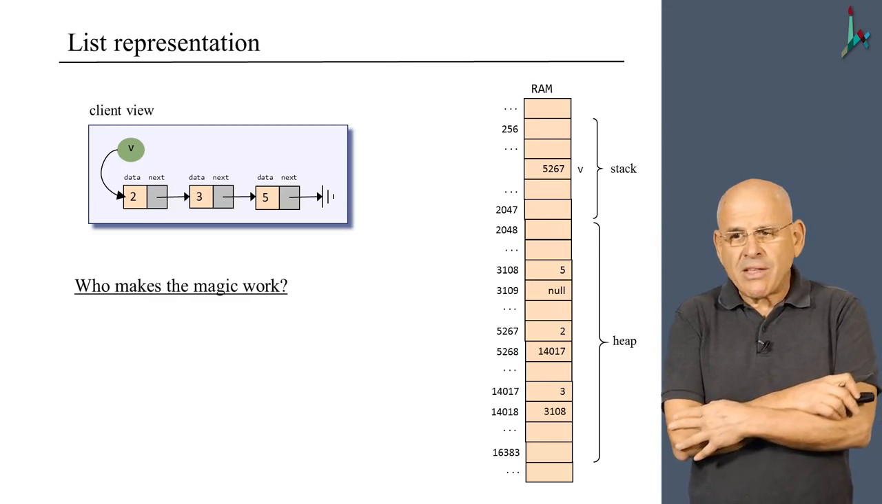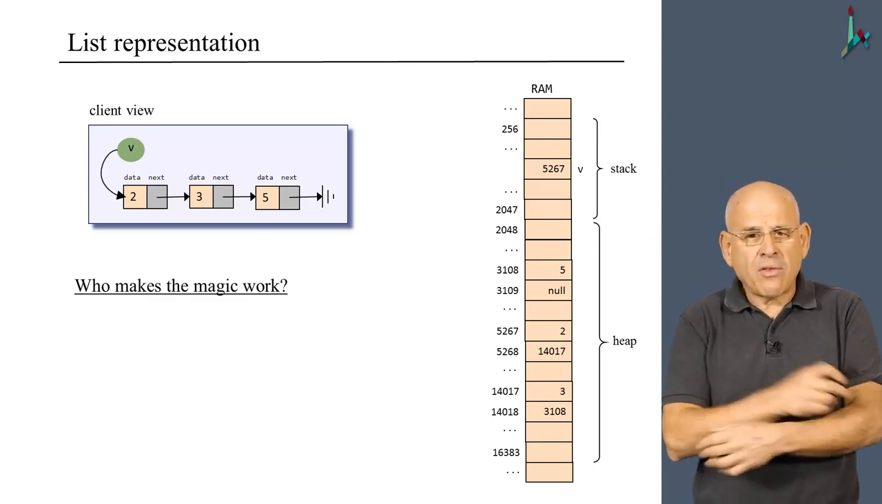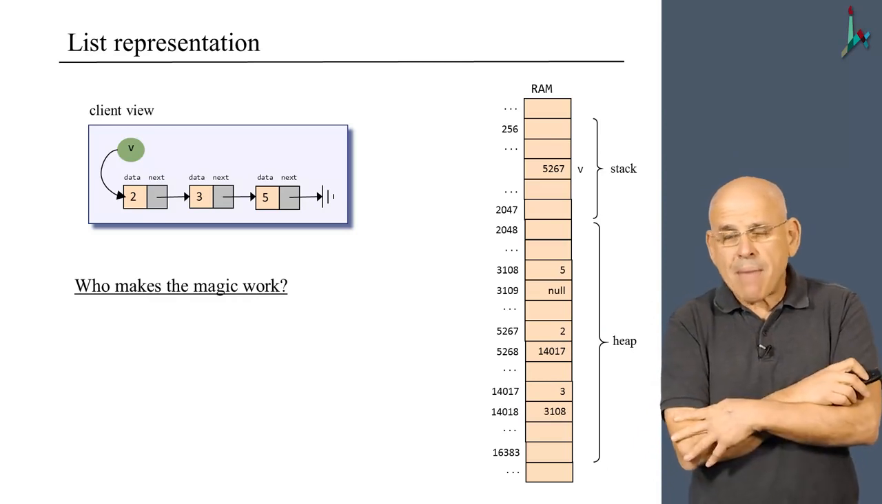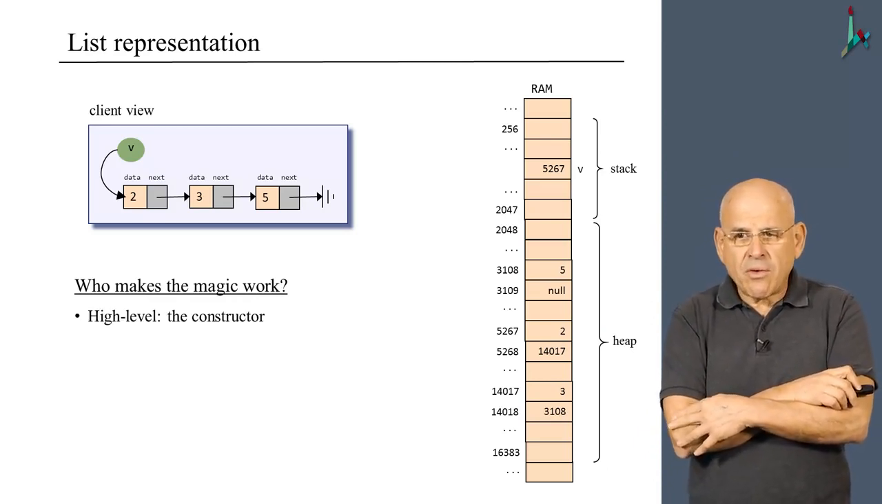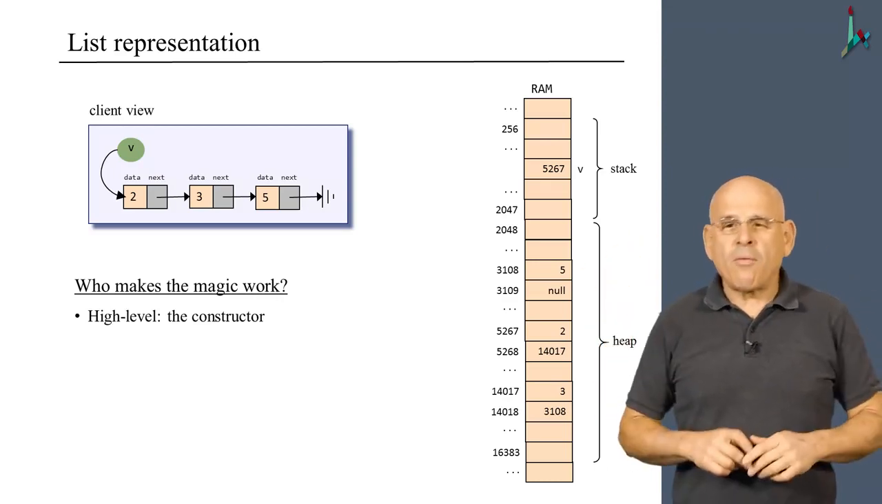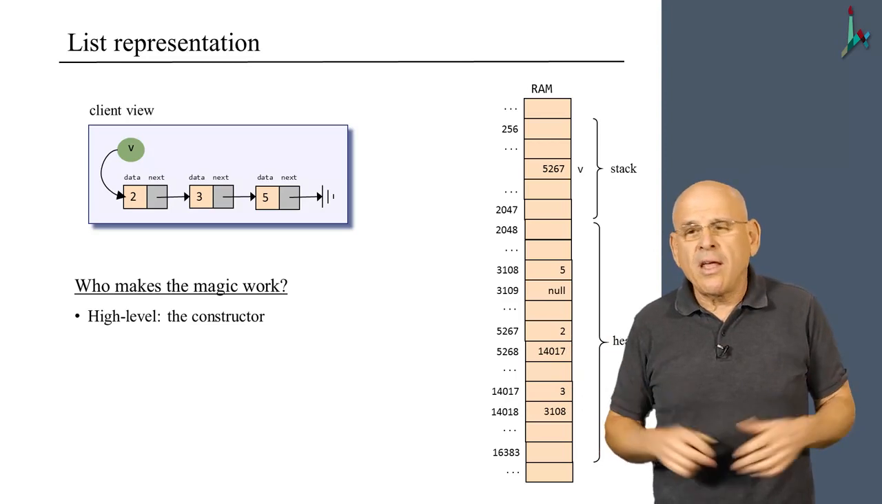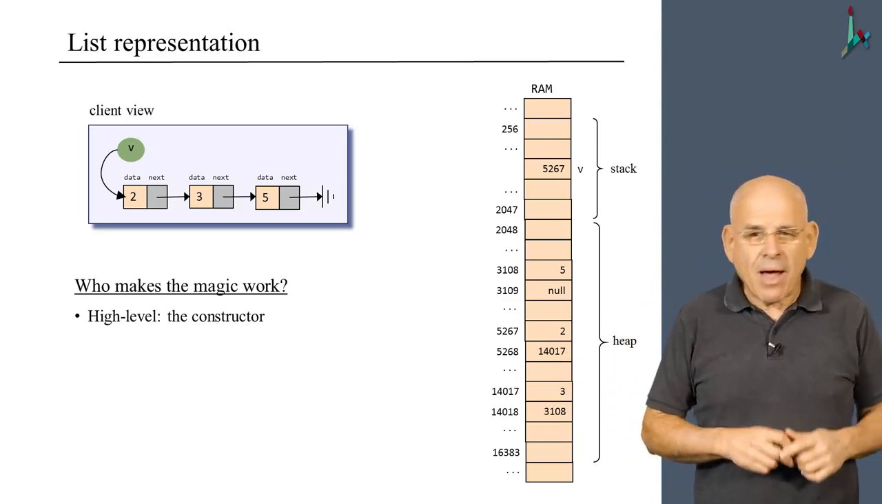So who makes this magic happen? Obviously, there's some magician here that knows how to take this abstraction and map it on the sequential RAM. And here's the secret. If you are content to think about programming from a high-level perspective only, then the simple answer is the constructor takes care of it, somehow.